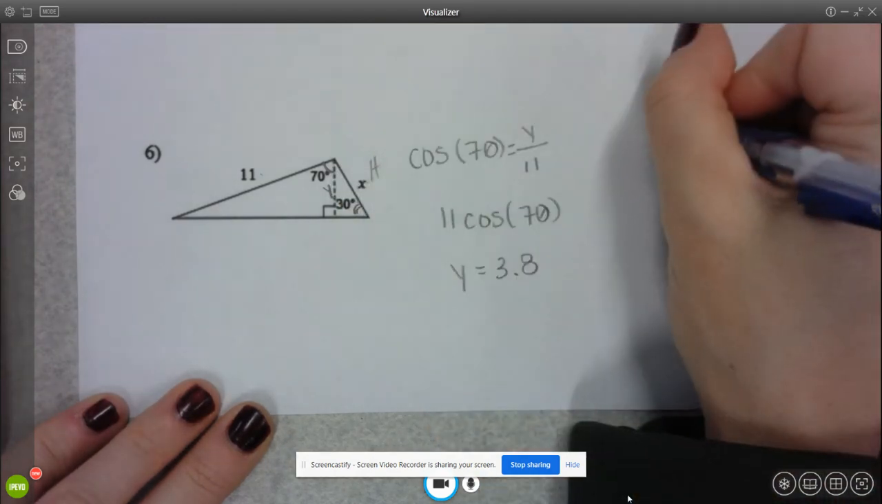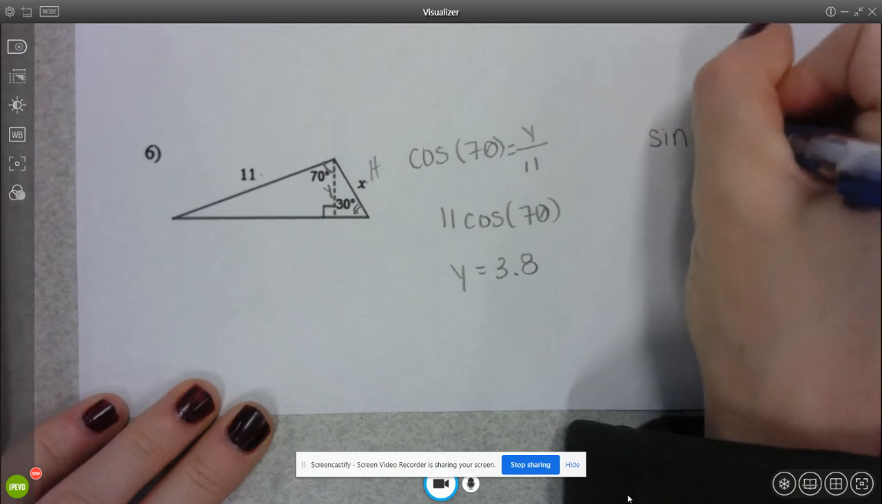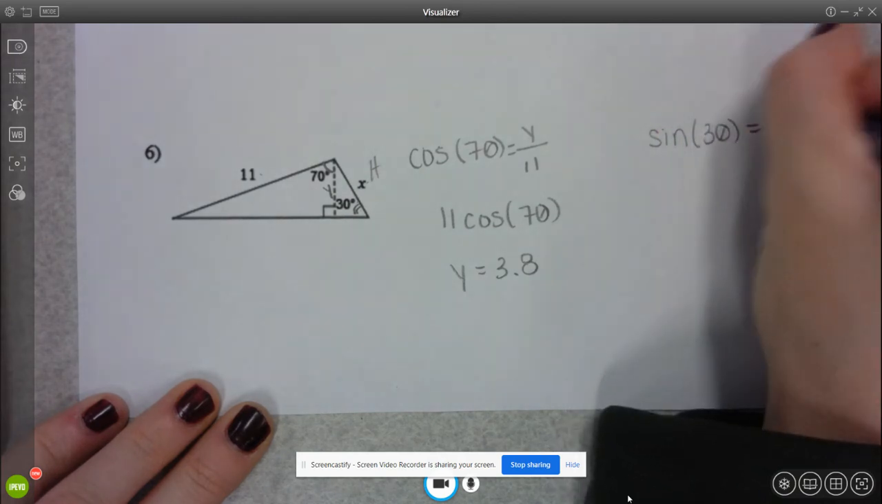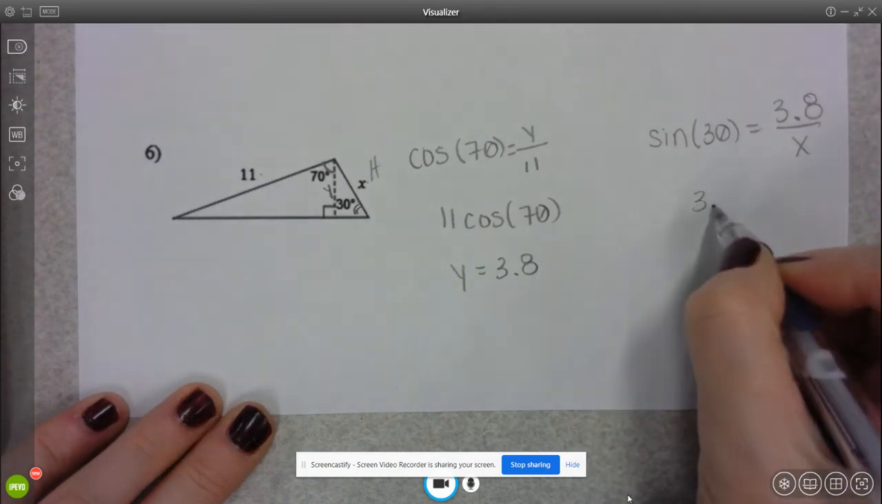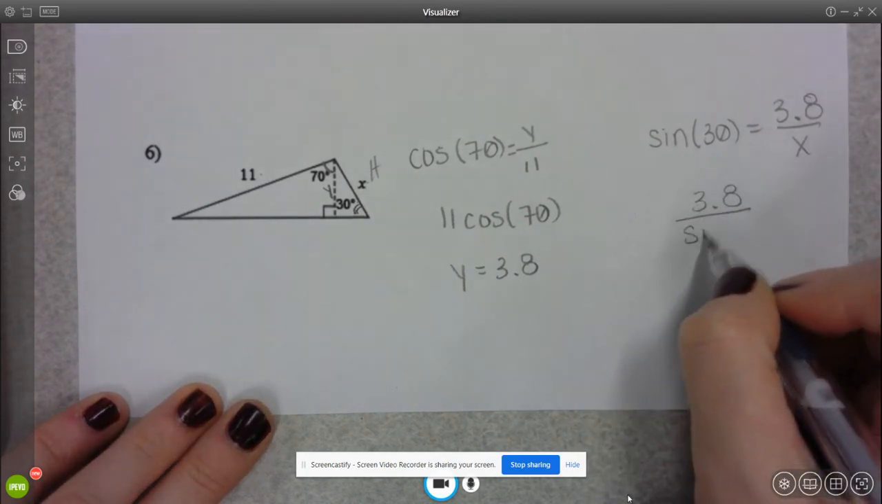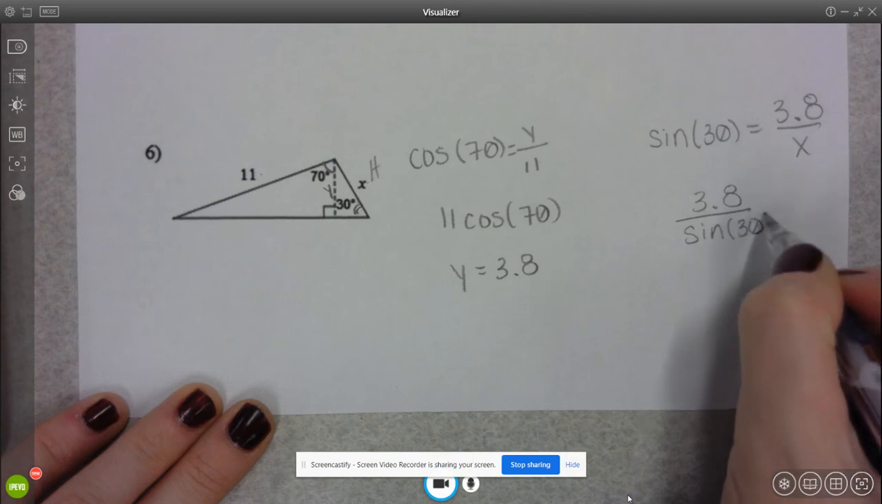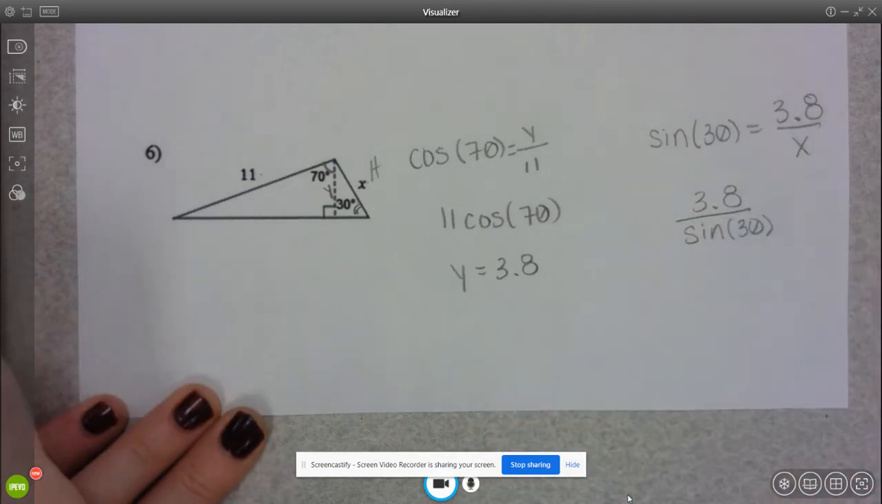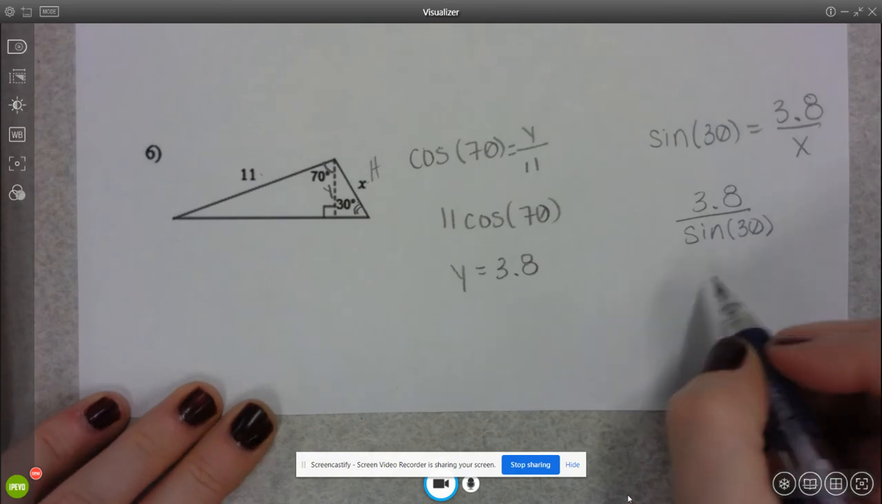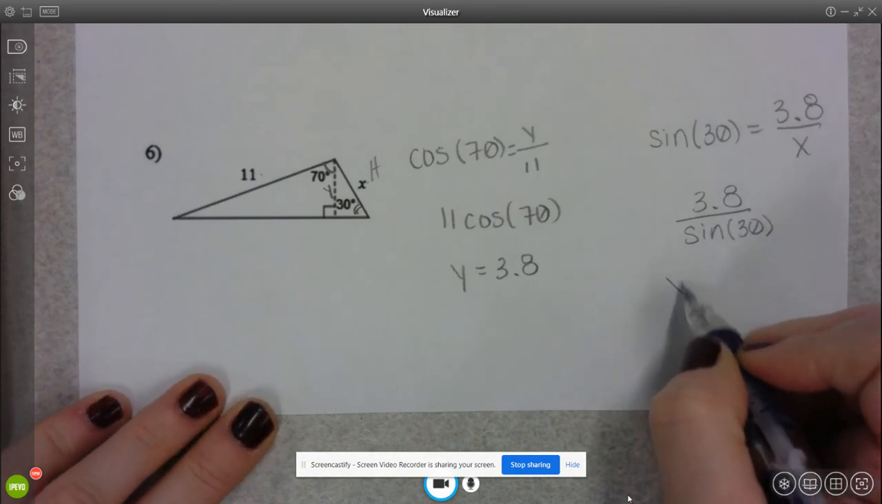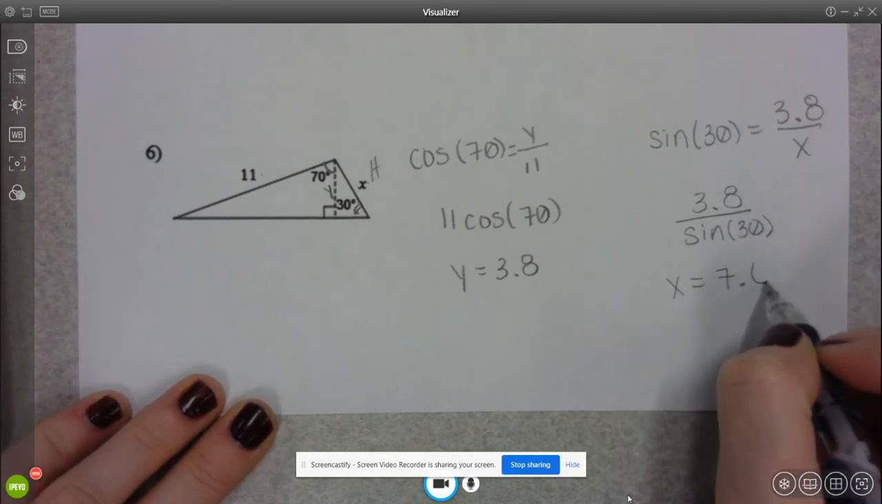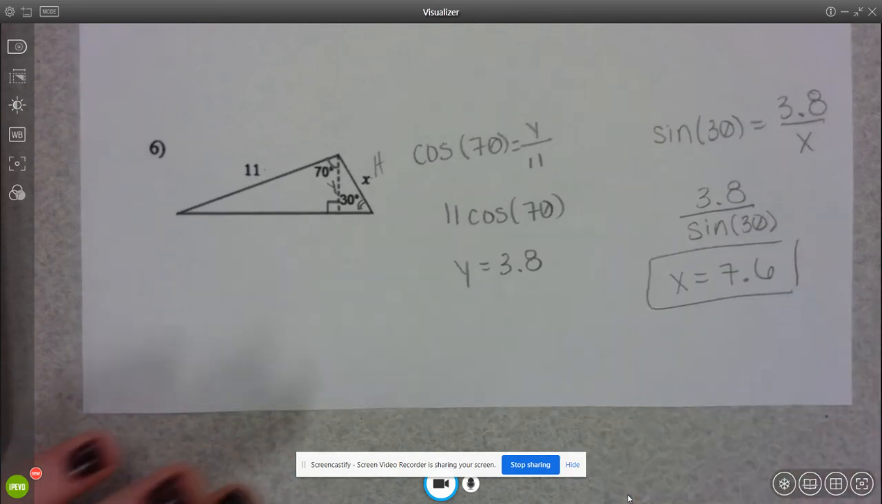Opposite and hypotenuse for 30. So in our calculator, we've got 3.8 divided by sine of 30. So x is 7.6. All right, so that's if we're just trying to find the sides or a missing side.